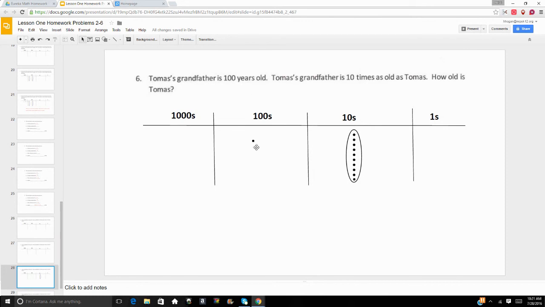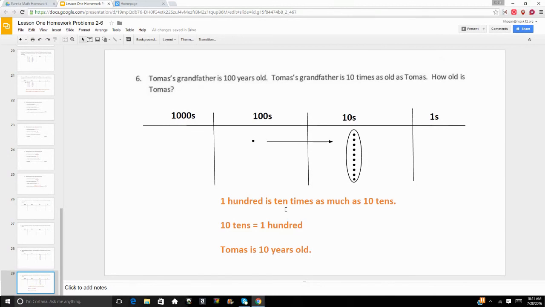So now we know 100 is 10 times as much as 10 tens. So meaning that we can regroup these 10 tens into 100. So 10 tens equals 100. So now we know that Tomas is 10 years old.